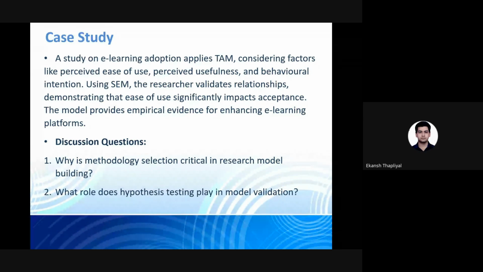What role does it play? To check the relationship between the components, between the variables. Right, very right, a to-the-point answer. It establishes empirical relationships between variables. Right, sir.